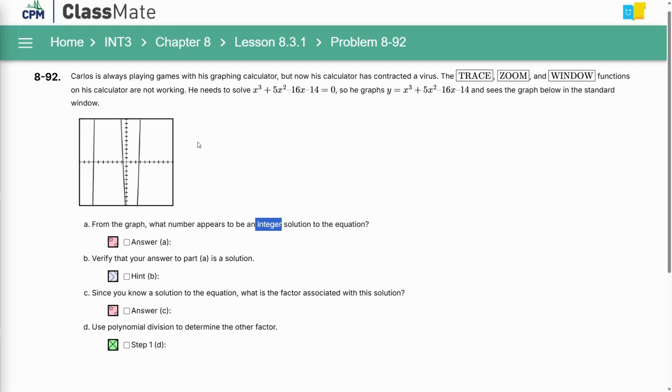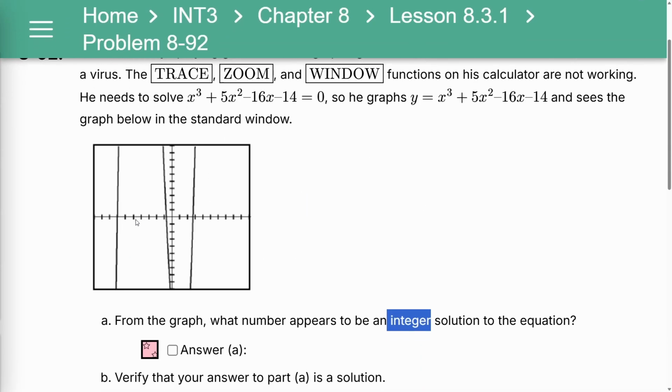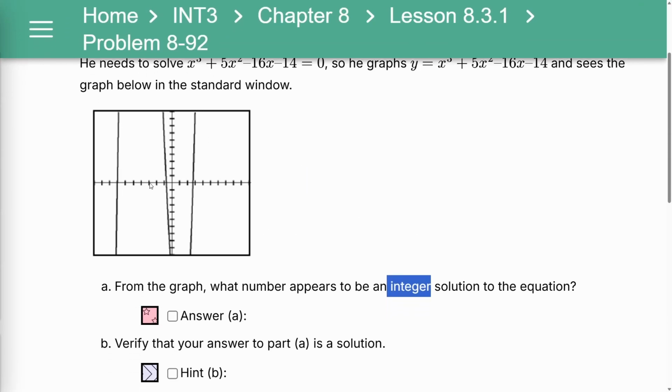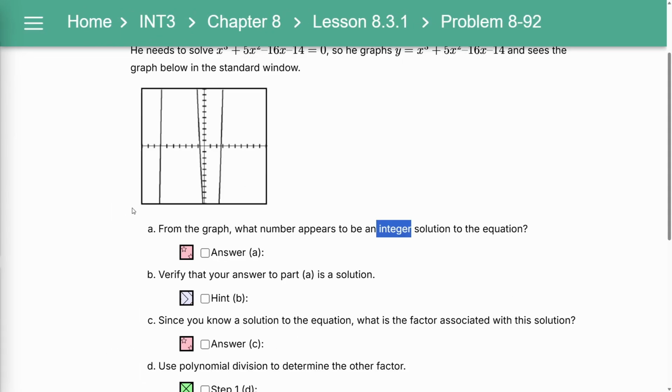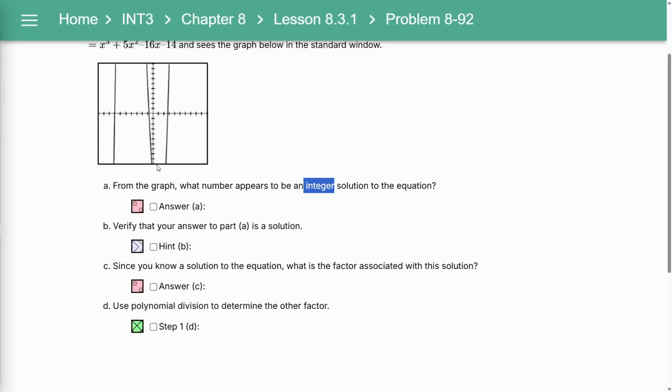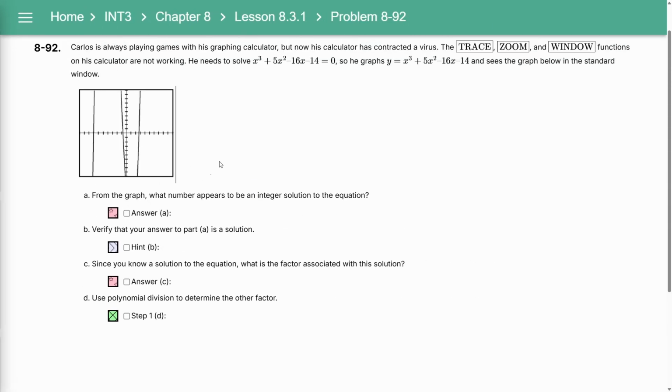Here we can see that this tick mark is exactly covered by the line of the graph. So all we need to do is count how many ticks back this goes. I'll zoom this in slightly. So we have 1, 2, 3, 4, 5, 6, 7. This is x equals -7. So our answer should be -7, 0.